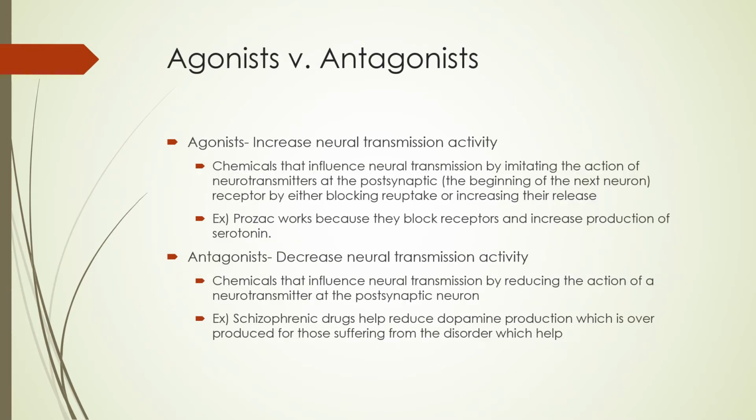The other types of effects that neurotransmitters can have on the traveling of the message in the neurons are agonists and antagonists. So these are types of neurotransmitters. And agonists increase neurotransmission activity. So these are chemicals that influence neurotransmission by imitating the action of neurotransmitters at the postsynaptic, so the beginning of the next neuron. They either block reuptake or increase their release.